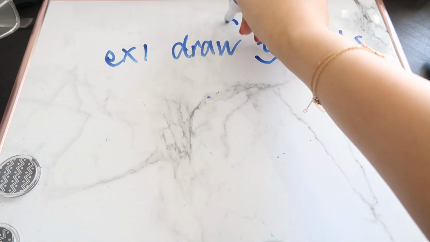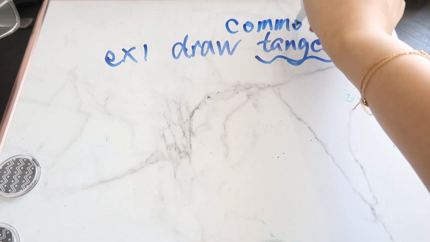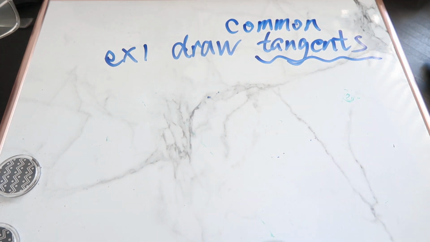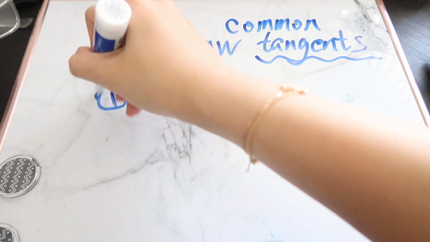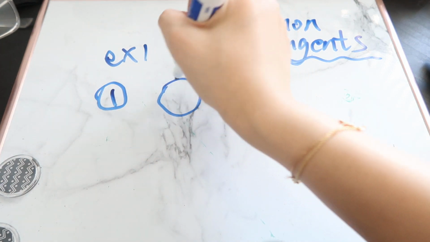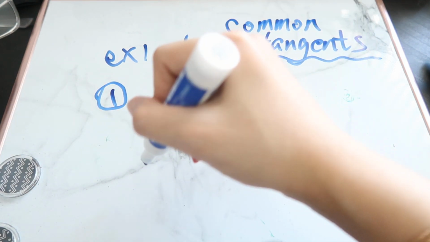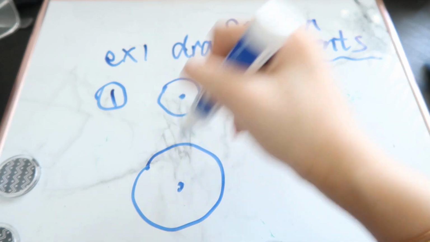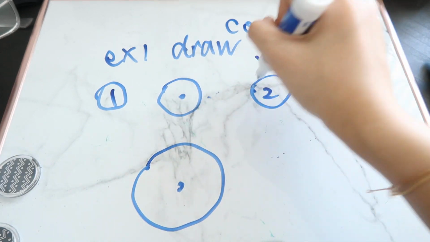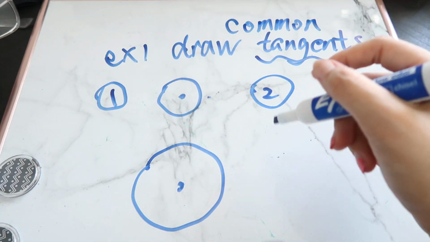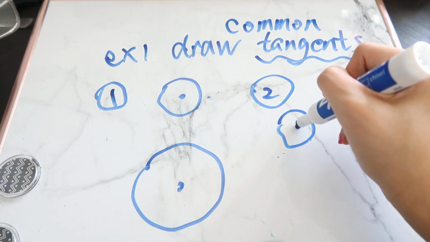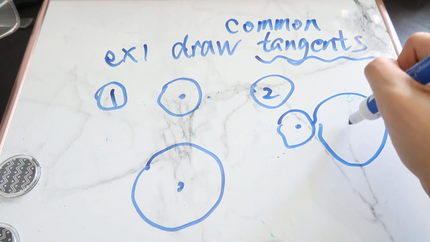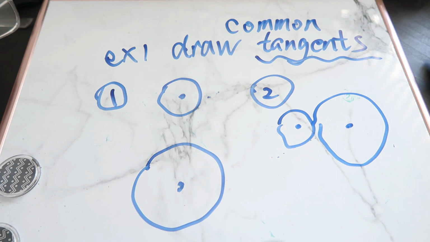Okay, let's call it draw common tangents. So for example, for number 1, let's say we have one circle on the top, one circle at the bottom. And then for number 2, let's say we have one circle here and then another circle here. So common tangents means the two circles are sharing the same line as tangents.